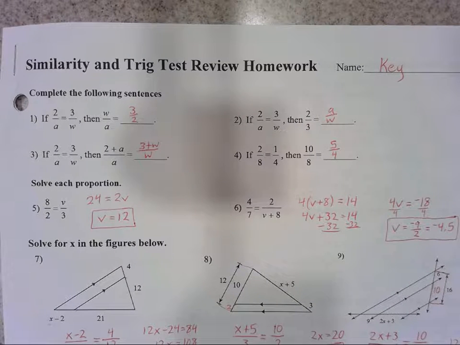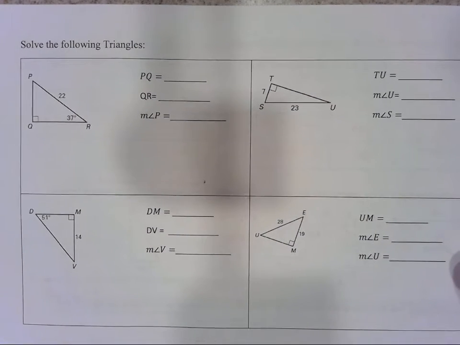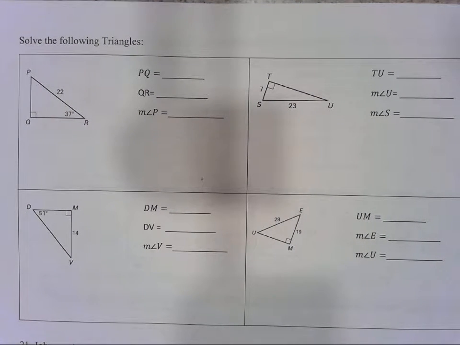On the Similarity and Trig test review homework, let's look at the last page. Solve the following triangles, which means find all the missing sides and angles. So I usually try to use the information that's given to find each of them individually. You can use other techniques if you would like to find the second and third pieces, but make sure that you used the entire decimals from any earlier information that you find.